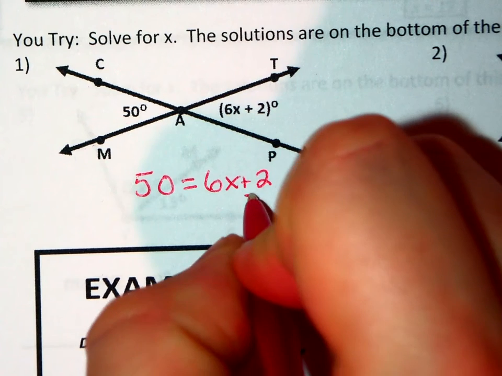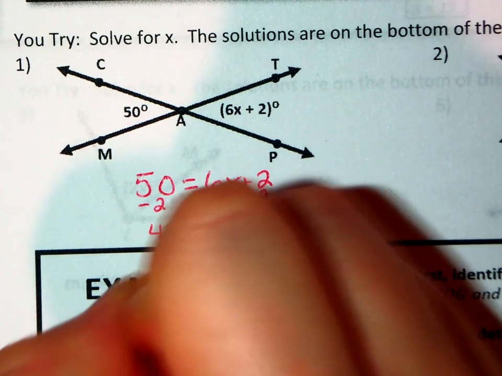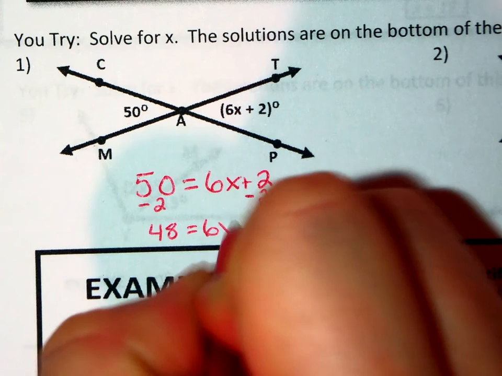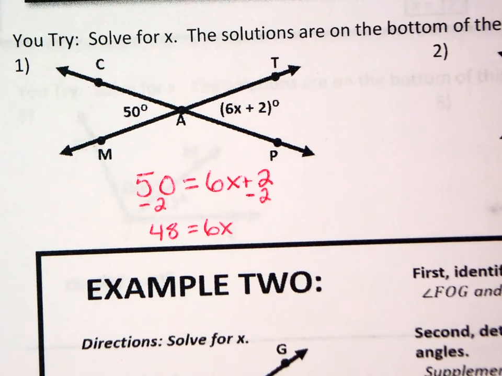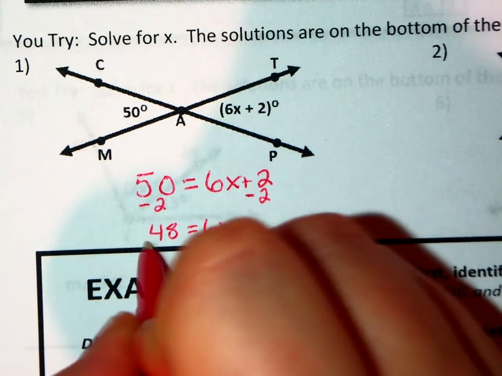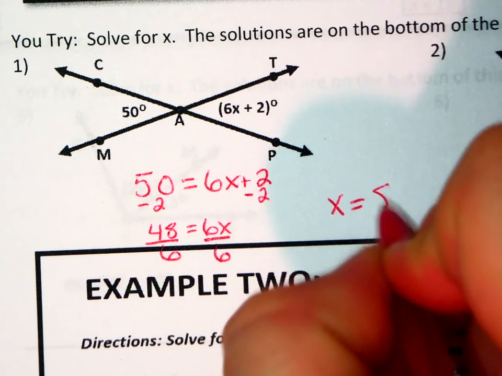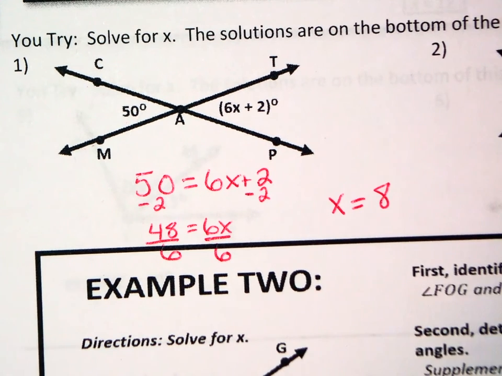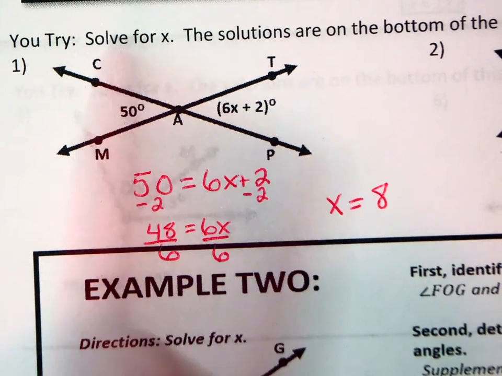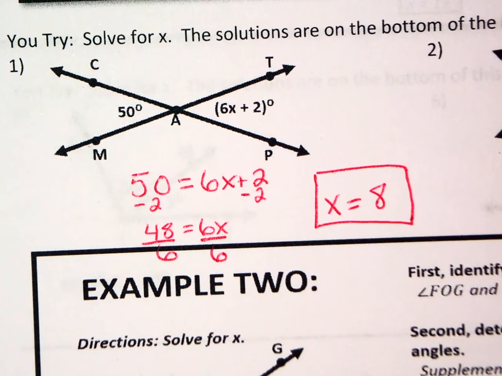Now I want to subtract 2 from both sides of the equation, and 48 will equal 6x. When we divide both sides by 6, our value of x is 8. Since the problem asked us to solve for x, that's all we needed to do.